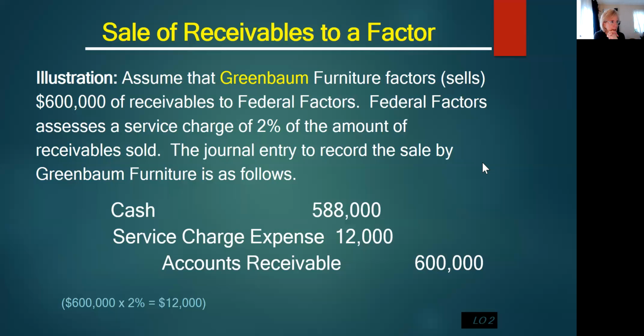And so this company, and I made this fact up, this is not a true story for Greenbaum. This company says, we can't afford to wait 30 to 40 days to collect this $600,000. We have to sell it now. And so they're basically bringing in a third party who's saying, we're willing to wait, but it's going to cost you 2% of your accounts receivable, $12,000.